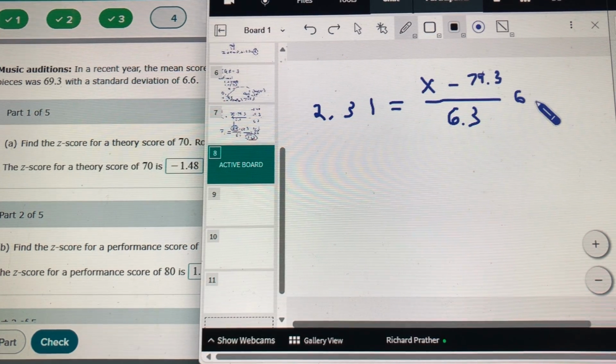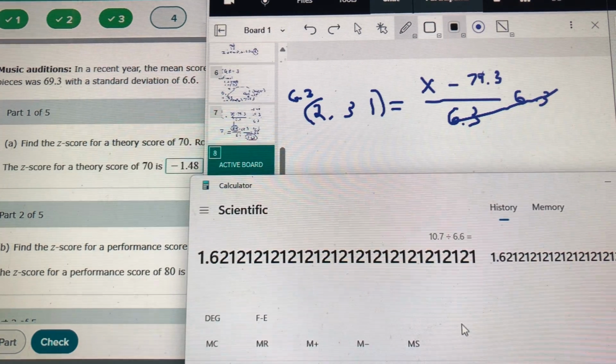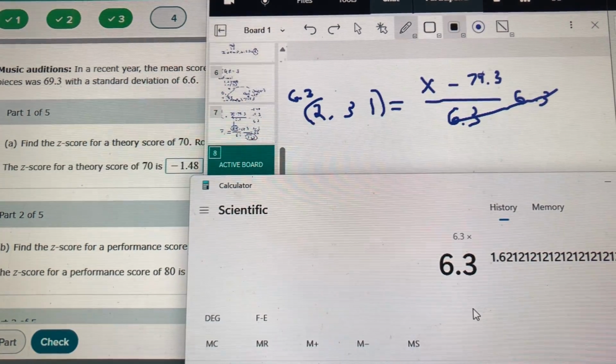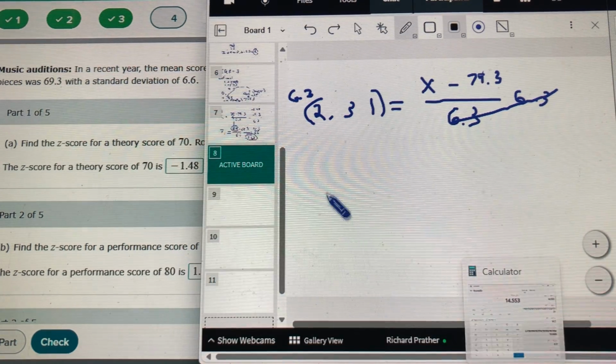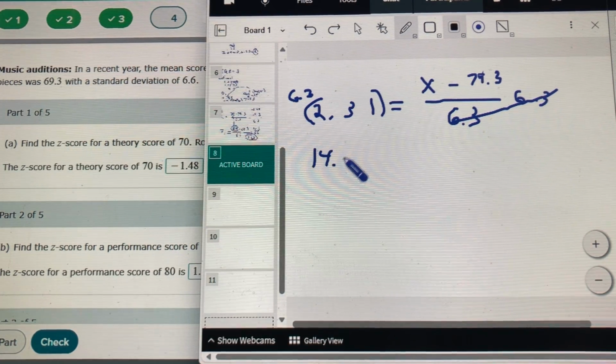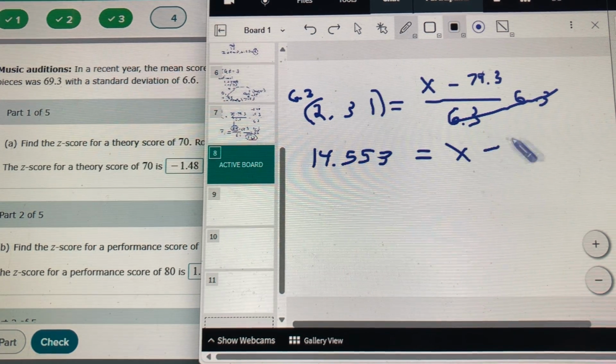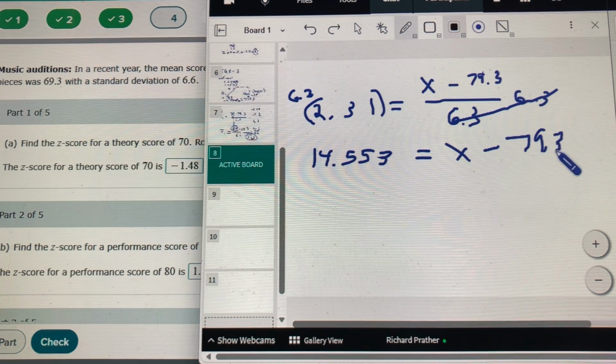Multiply both sides by 6.3. 6.3 times 2.31 is 14.553. And then add this 79.3.